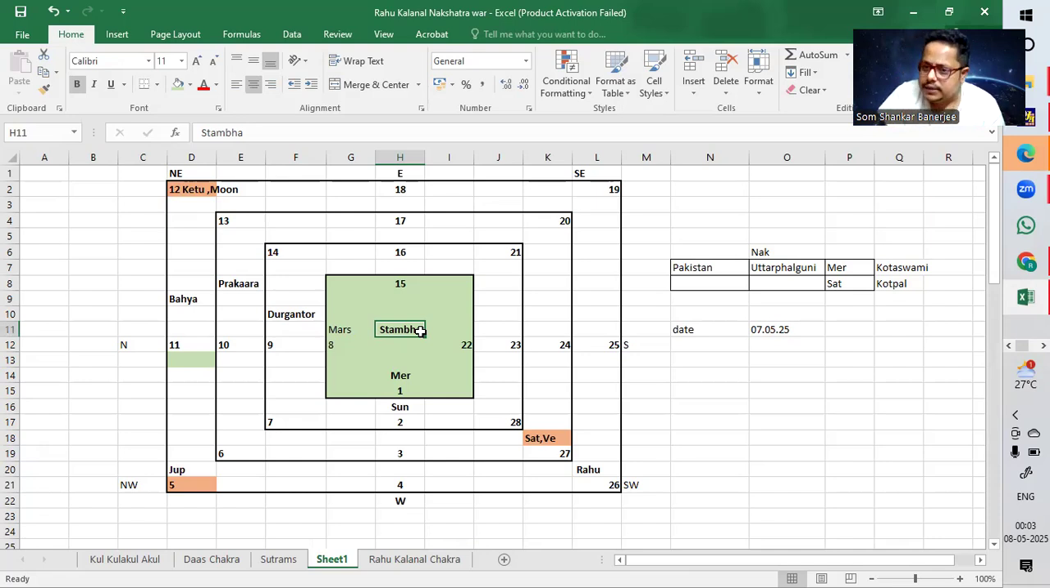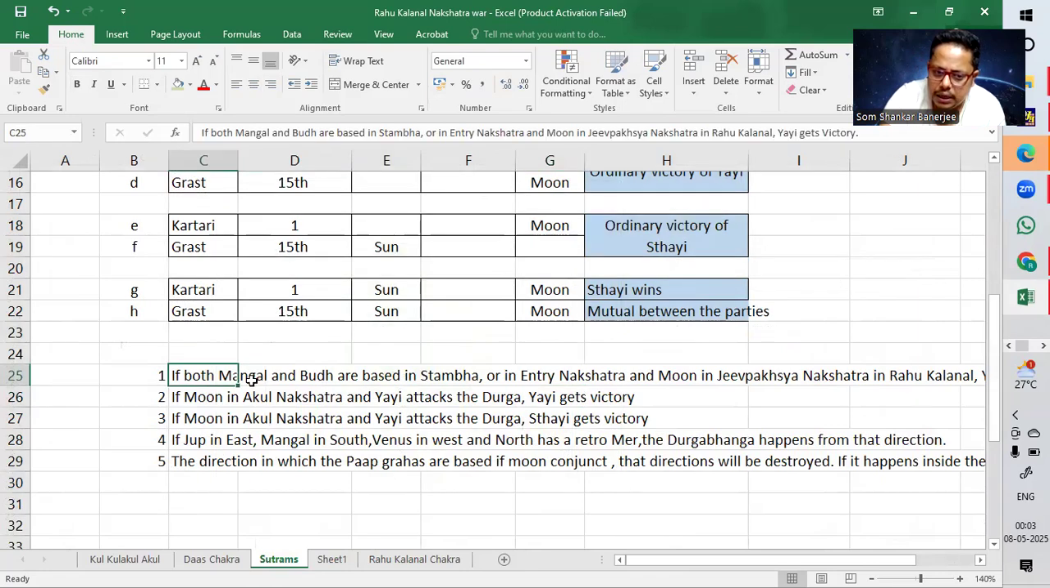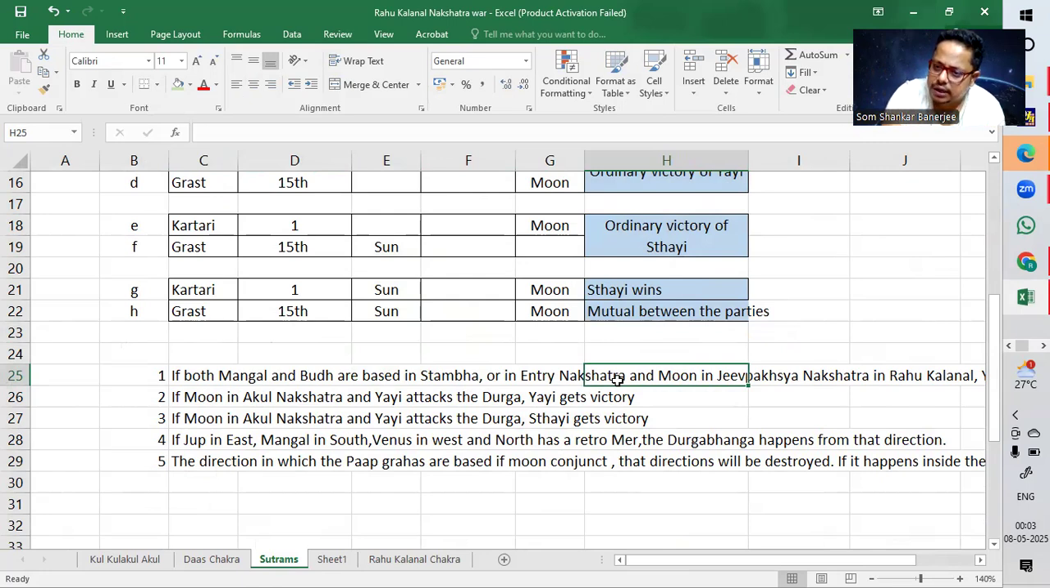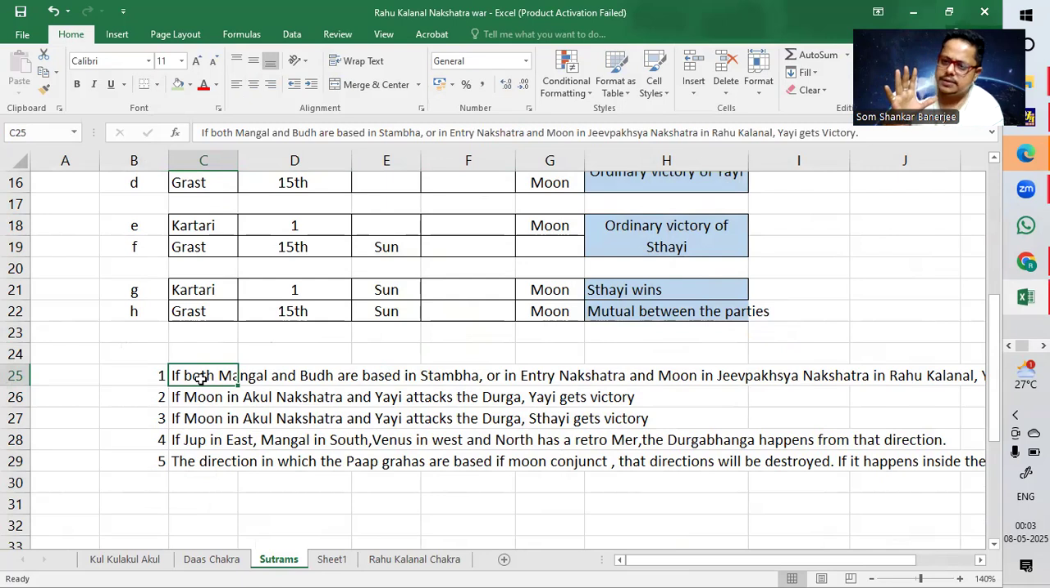So this one month is very sensitive for us, but eventually the outcome is that India has the advantage, because Pakistan is the attacker, and this is in the Jiva Paksha, and we have read the Sutrams. If both Mangal and Budh are in the Stambha or entry nakshatra, and the Moon is in the Jiva Paksha nakshatra, as in India's case, that country wins. So in this case, there's nothing about victory or defeat. We are not into a war. The intention is not a war, just an answer to what happened at Pahalgam on 22nd of April.